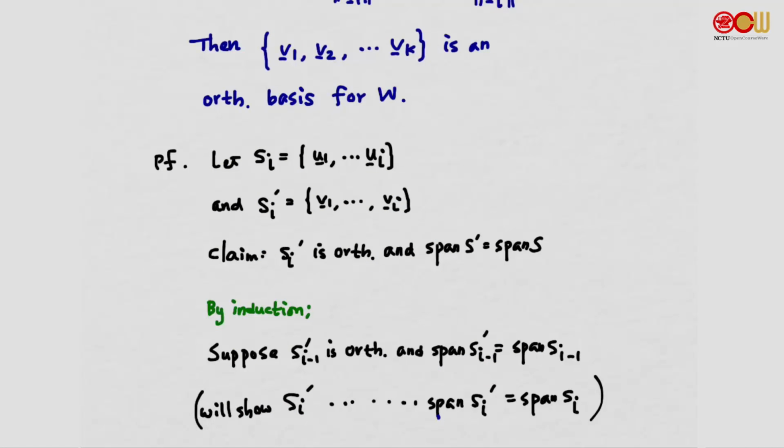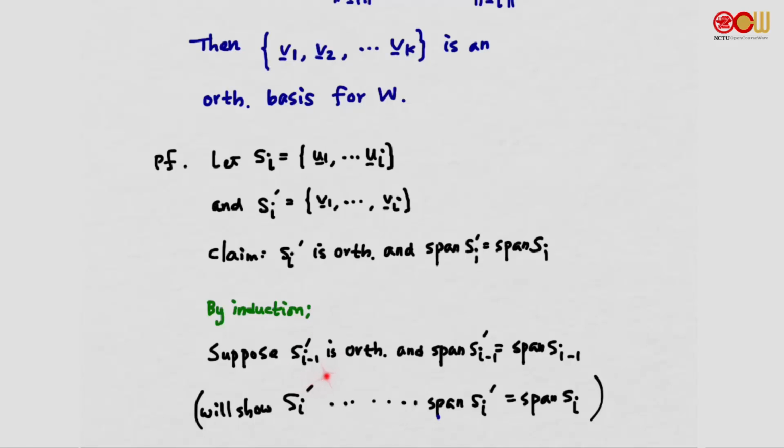Here's the proof. We let Si be the set of vectors U1 to Ui, it has i vectors, and Si prime to be the set of V1 to Vi, also i vectors. And the claim we have here is Si prime is orthogonal and span Si prime is the same as span Si. If we can show this, then the proof is done. If we are able to show this is true, then we have in fact shown the theorem. And we're going to show it by induction.